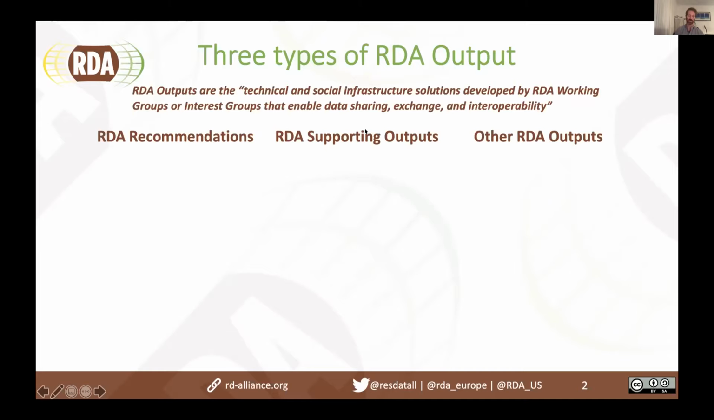Before we move ahead to look at the cases of adoption, it is worthwhile first having a more general look at RDA group outputs. As Hilary noted in her presentation, there are 3 types of outputs that RDA working and interest groups can produce: recommendations, supporting outputs, and other outputs. They are each slightly different in terms of how they are produced, but what ties the three types together is that they are, to quote the RDA website, the technical and social infrastructure solutions developed by working groups or interest groups that enable data sharing, exchange, and interoperability.